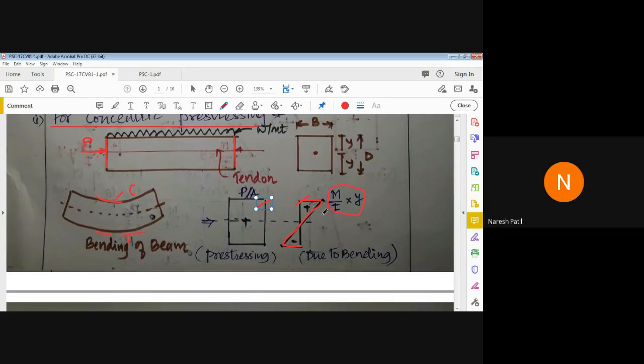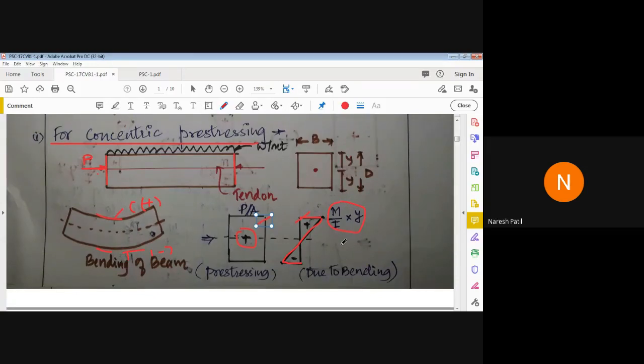Why is it plus? Sign convention, please understand it here. For compression we have to take plus and for tensile we have to take minus. Here you have to take plus. And here again, if you see, this is plus. Why? Because P is compression. P is compression, direct stress P by A, and M by I into Y. So we have two stresses here: this is due to pre-stress and this is due to bending.